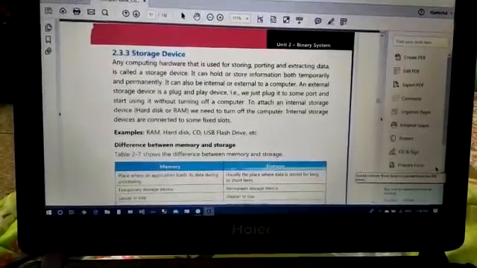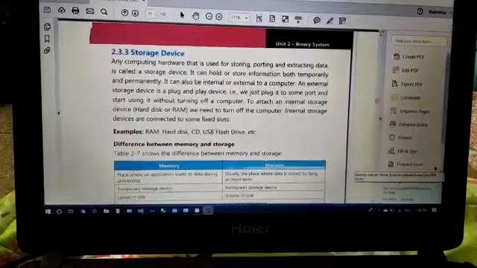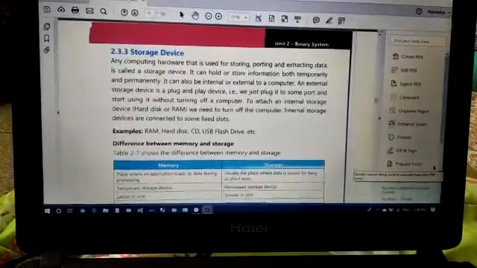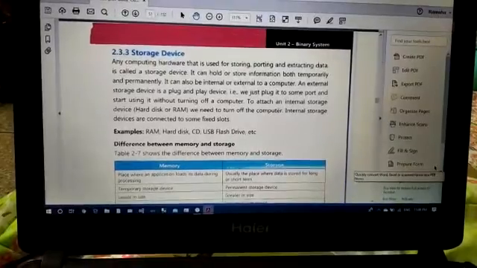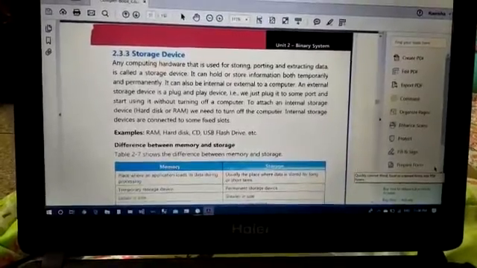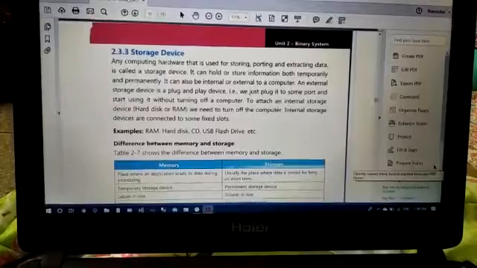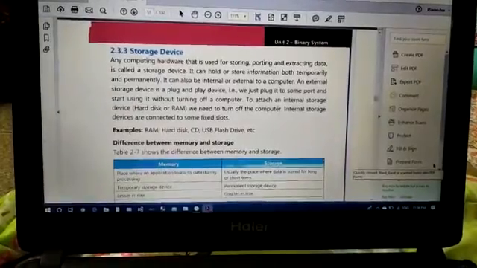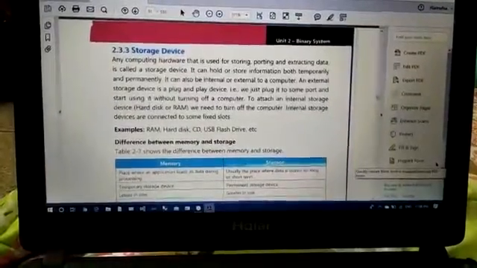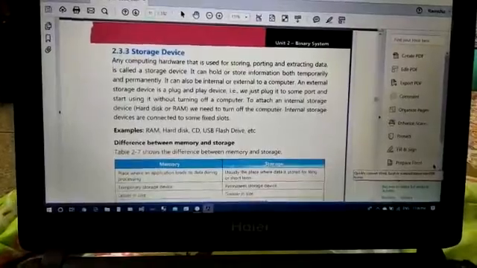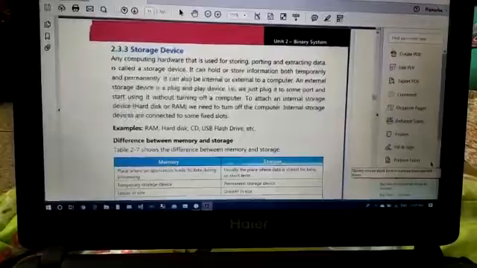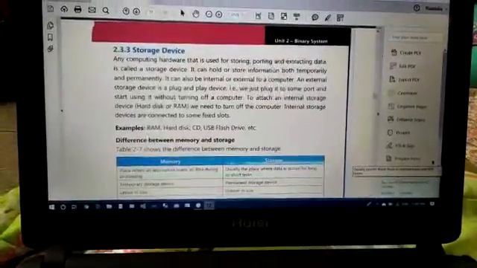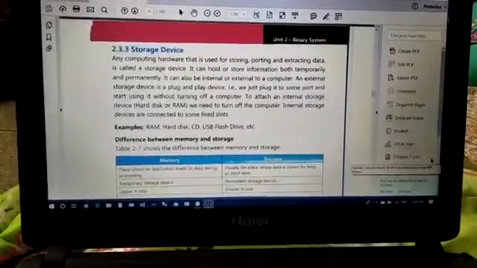Now there are three important points in this definition. Number one is storing, number two porting, number three extracting. Any device in which you can save your data or you can port the data, meaning you can transfer the data or move your data from one place to another place. And extracting data, if you have already saved your data and you can access it from that storage device, that is the meaning of extracting data. This is the definition of storage device.